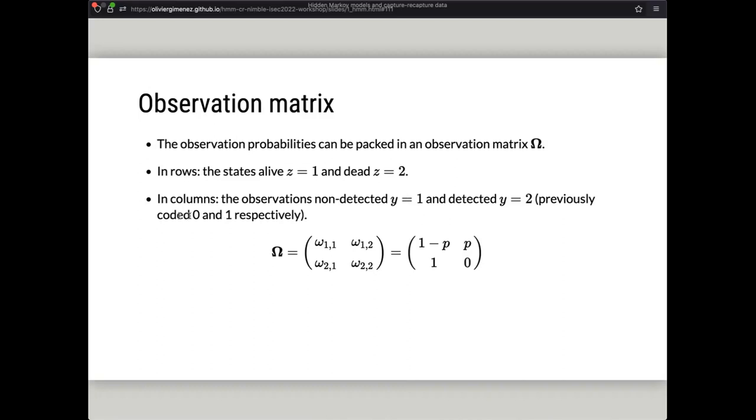Which we coded zero and one with, previously. Okay, and so we define this big omega matrix this way. So if you were... Hang on, yeah, this is where I wanted to go.